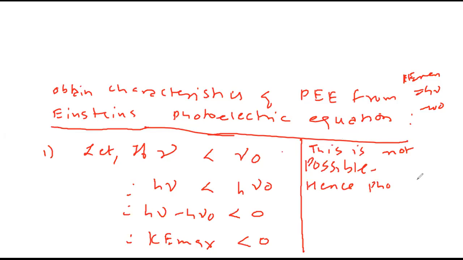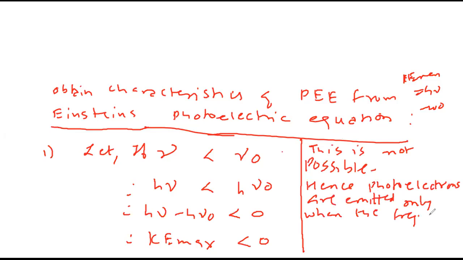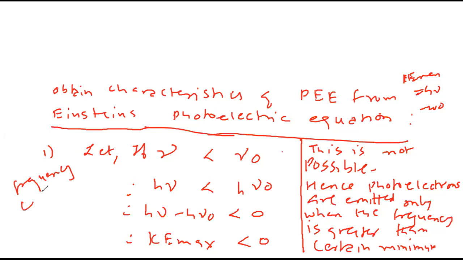Hence, photoelectrons are emitted only when the frequency is greater than a certain minimum frequency called threshold frequency.